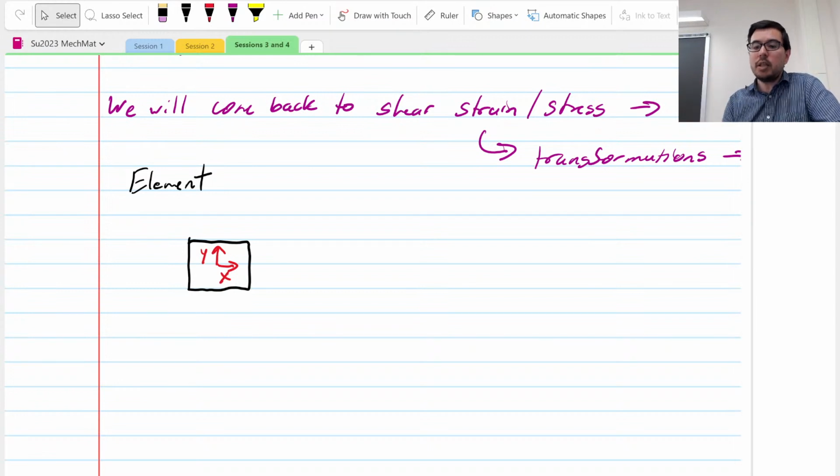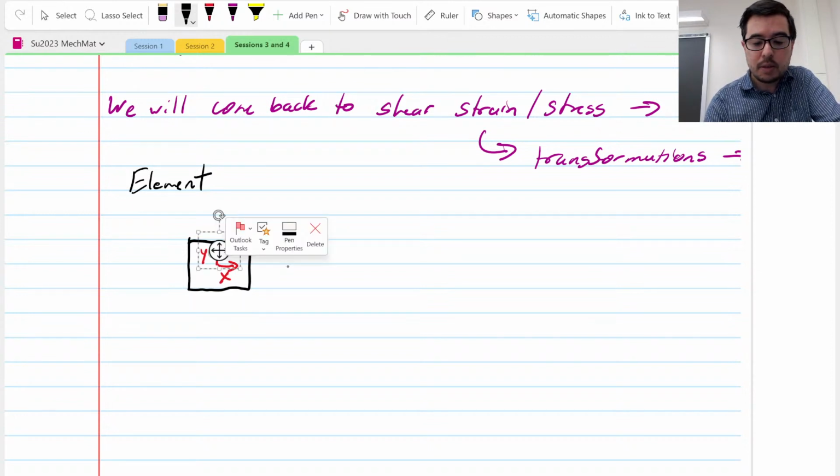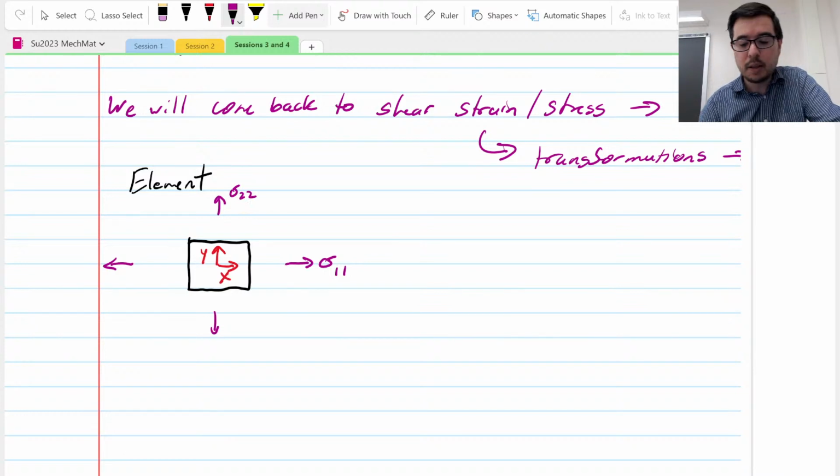Our convention that we are going to use in this class could initially be written out as sigma 1,1, sigma 2,2, like this, for normal stresses.